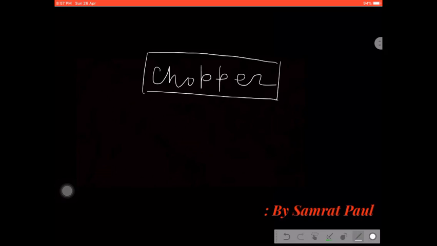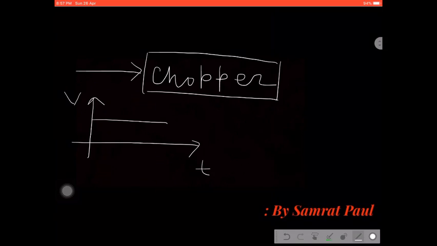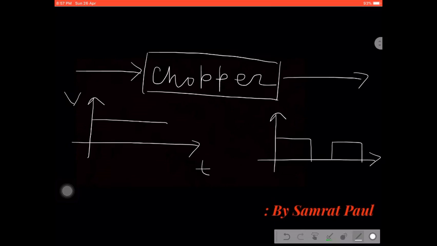But how does it work? Suppose we are giving some input which is a DC signal with a fixed magnitude with respect to time. After the chopper circuit, the output produced is variable DC. That means the chopper is a converter which can convert fixed DC to variable DC by keeping some switching on and off topology.